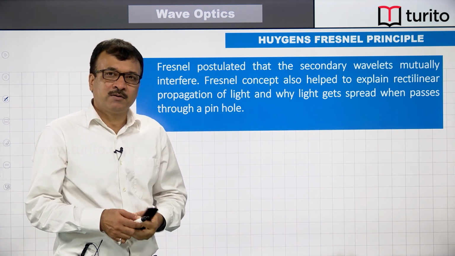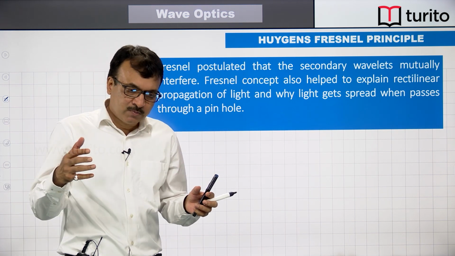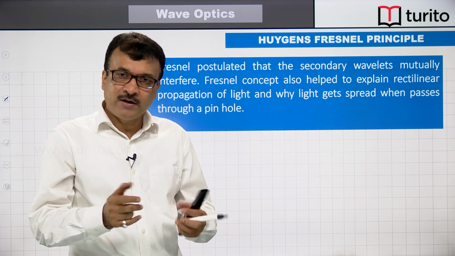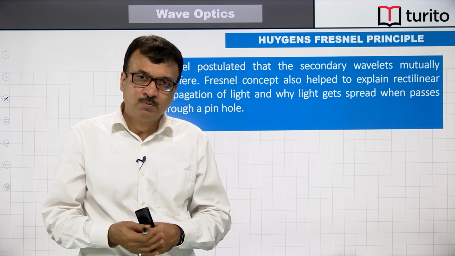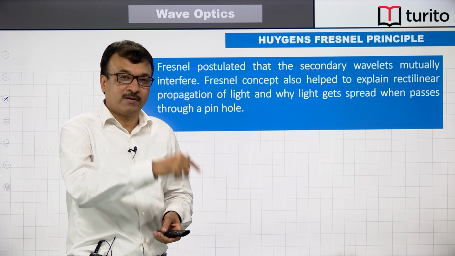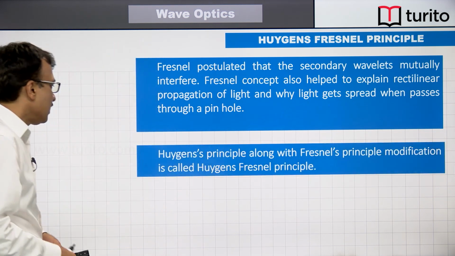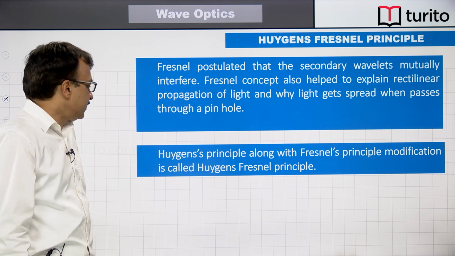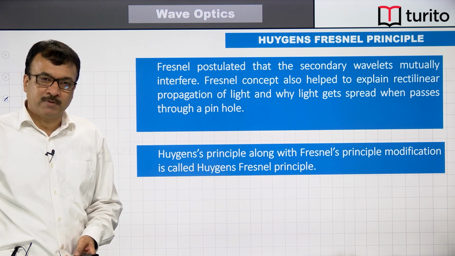This is the spread of light when it is passing through a small hole or pinhole. This is because of the diffraction of light, and diffraction can be explained by this property that secondary wavelets mutually interfere. Huygens principle along with Fresnel's modification is called the Huygens-Fresnel principle.